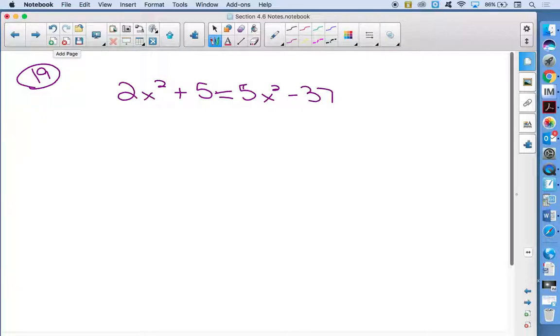Alright, so 2x squared plus 5x equals 5x squared minus 37. Need help? Sure. So Tyler, in the back, how would you start solving this? What did you do?